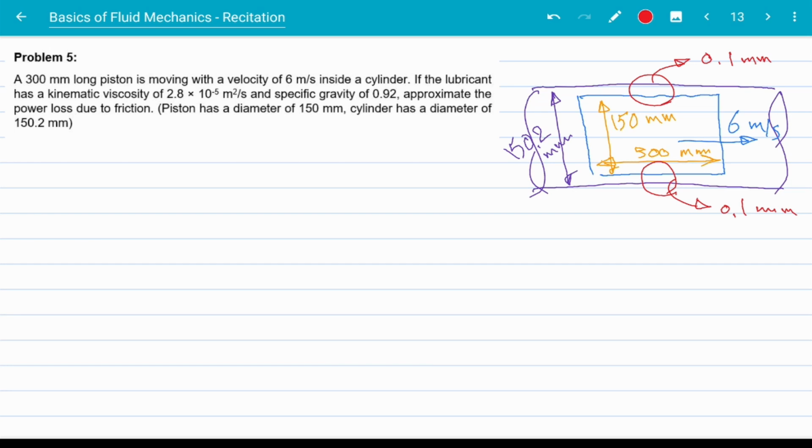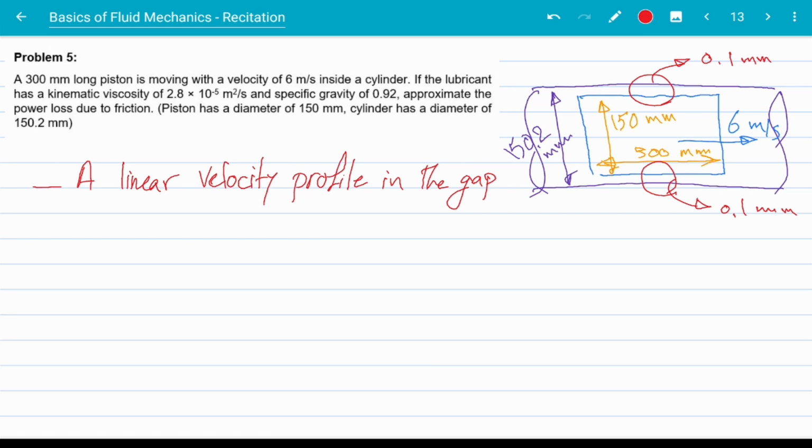Now, first things first, in these problems, the dimension of the gap or the distance between the two solid objects is relatively small compared to the other dimensions. For example, here the gap is 0.1 millimeter, while the diameter of the piston is 150 millimeters, right? So the diameter is 1500 times greater than the dimension of the gap. So it is relatively small. In these scenarios, we can assume a linear velocity profile in the gap. That's the first thing I wanted to mention. Let me write it down here.